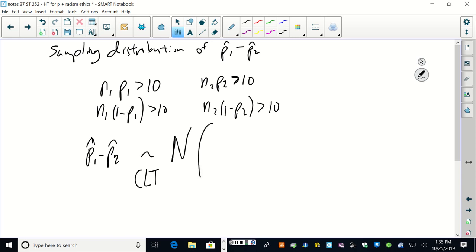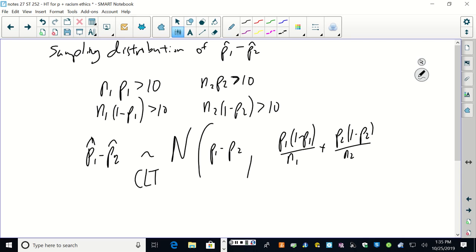The expected value, the mean, is P1 minus P2. And the variance is the sum of the variances of these two estimates. And the minus becomes a plus because everything's squared in variances. So we have P1(1 minus P1) over N1 plus P2(1 minus P2) over N2. And that's the variance. If you take the square root, it's the standard deviation of those things.